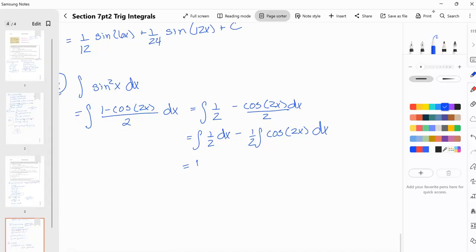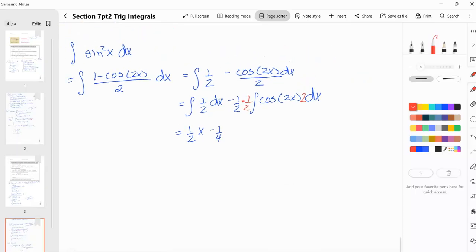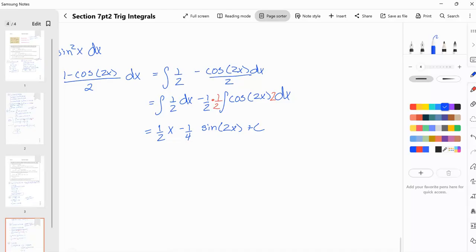So when I integrate 1/2, I'm just going to get 1/2 x. This guy's going to require a u substitution. So we would need a 2 here, compensate with a 1/2 here. So that's going to give us a minus 1/4. Let me see if I can clean that up a little bit. So we had that 1/2. And then when I integrate cosine, I'm going to get sine plus c. So there's our final answer.